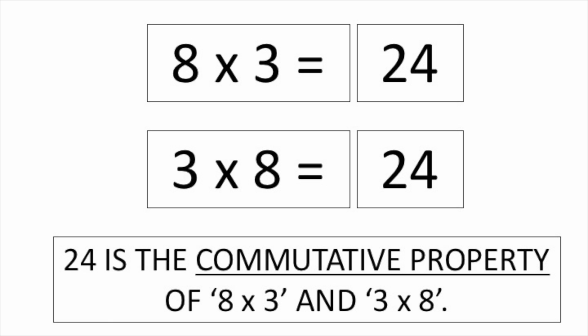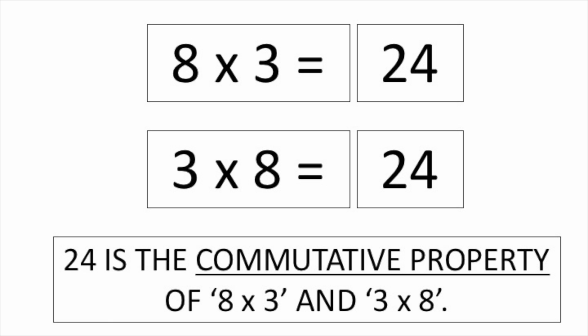24. Well done. So therefore, if we swap the numbers round, 3 times 8 equals 24 again, because it's the same numbers, but on different sides. Commutative property. So we can say 24 is the commutative property of 8 times 3 and 3 times 8.